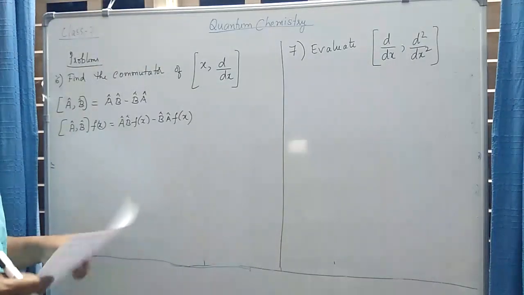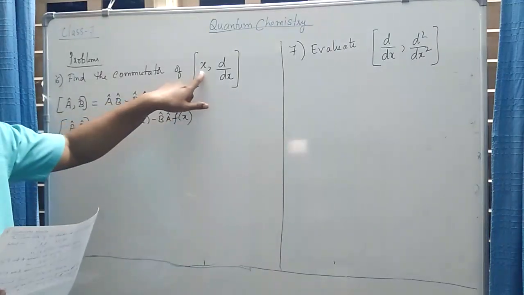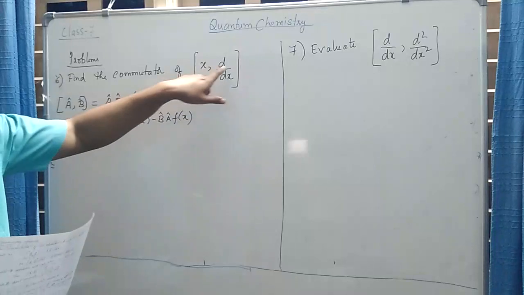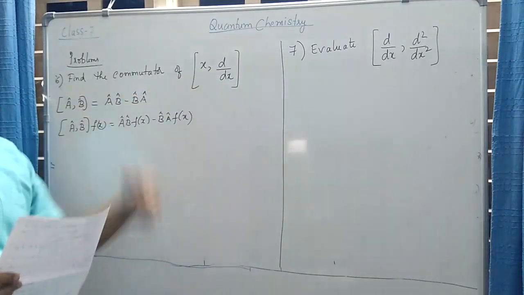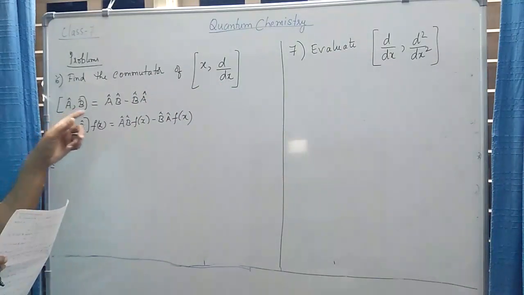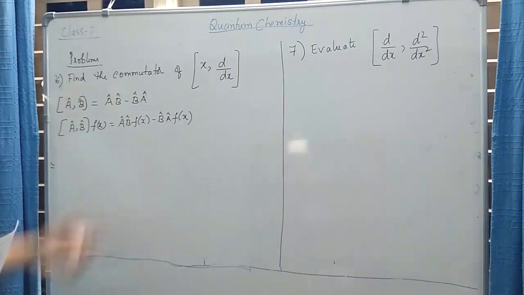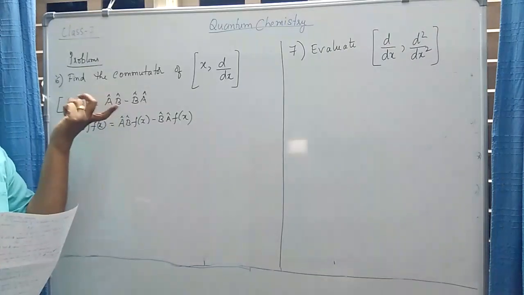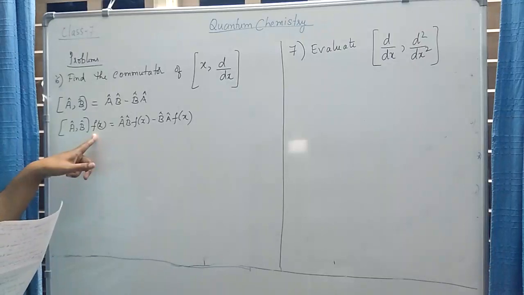The sixth problem is to find the commutator operator of the given two operators. You are given a multiplication operator x and a differential operator d by dx, and you are supposed to find the commutator of these two. What is the definition of the commutator operator? It is [A,B] equal to A into B minus B into A. But in order to find the commutator operator, we cannot use this definition as such. So we have to select some arbitrary function f of x.